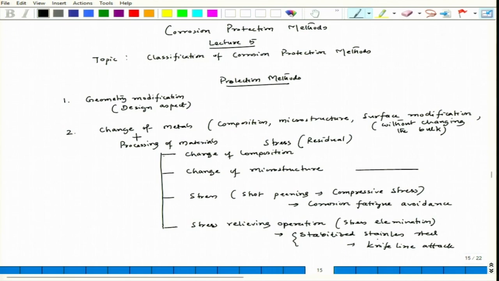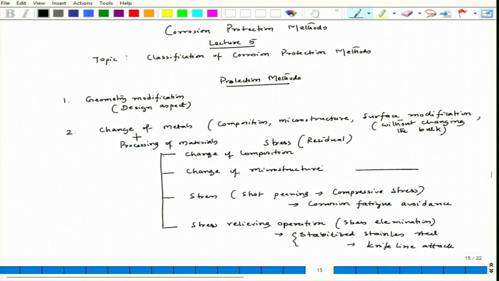So, the stabilized stainless steel is nothing but where we add those alloying elements, carbide forming elements like niobium, and that becomes stabilized stainless steel. So, these are the factors which are related to change of metals, and it actually considers processing also.